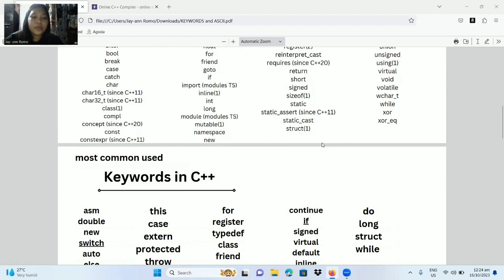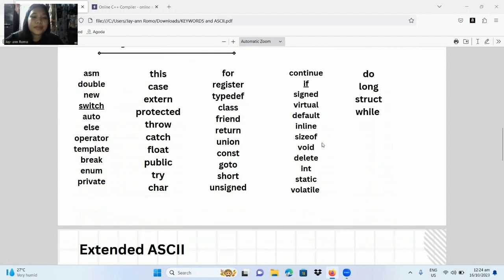Next are the most commonly used keywords in C++, such as class, friend, return, this, case, do, long, struct, and more. These are all important as these keywords have special meanings and purposes, such as switch. This keyword is used to test the value of a variable and compare it with different cases. Next is char. Char is the fundamental data type that defines character objects.